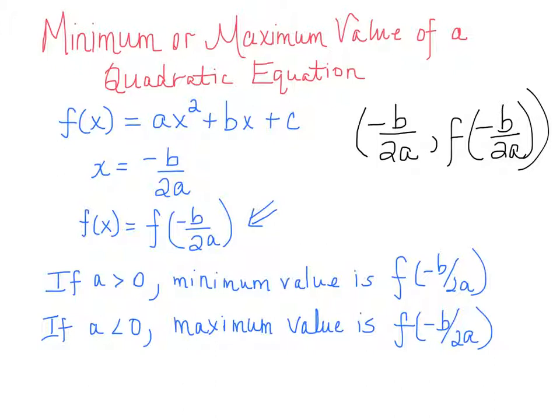If a is greater than 0, then you know the parabola is going to open up, and therefore the vertex is at the bottom of the graph, and so you have a minimum value. The minimum value is going to be equal to f of negative b over 2a. Likewise, if a is less than 0, then that means your parabola is going to open down, and that means the vertex is at the top of the graph, and so you have a maximum value, and your maximum value is f of negative b over 2a.